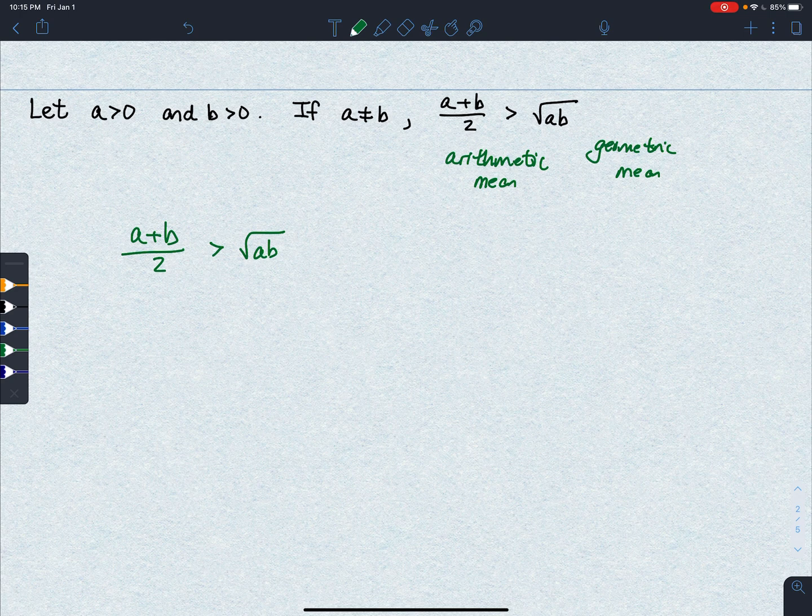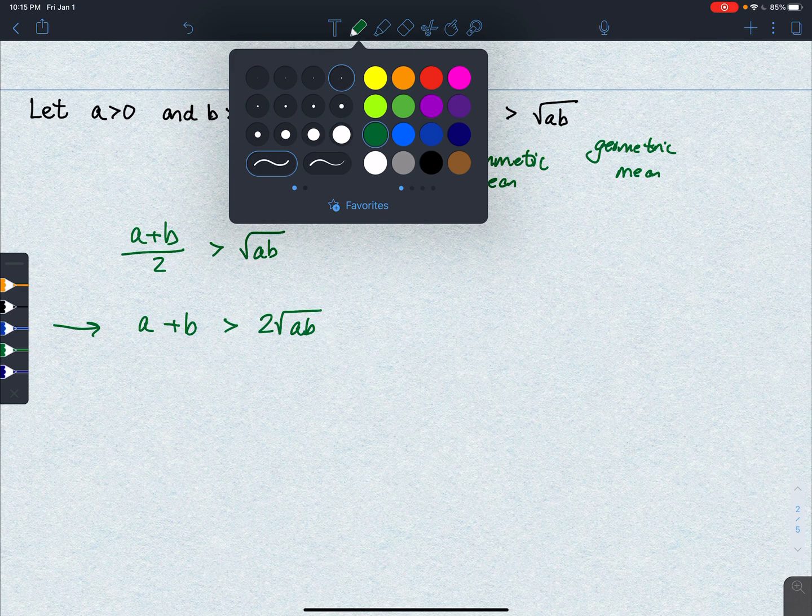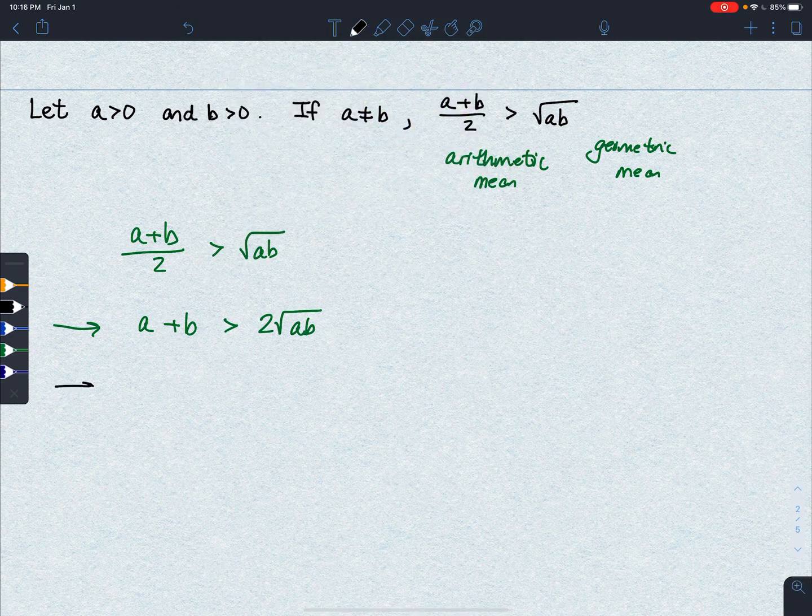So we're going to make it look like we really know what we're doing when we didn't know where to start. The first thing I notice is I have a fraction, so I'm going to multiply both sides by 2. The first step implies the second step. So I'm going to have a plus b is greater than 2 square root ab. Then I'm going to square both sides, because that seems to be a valid operation.